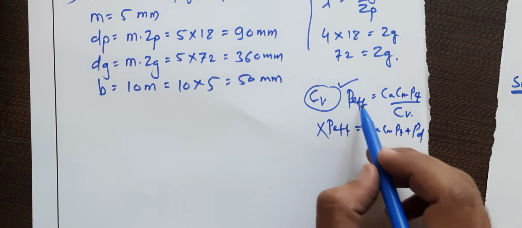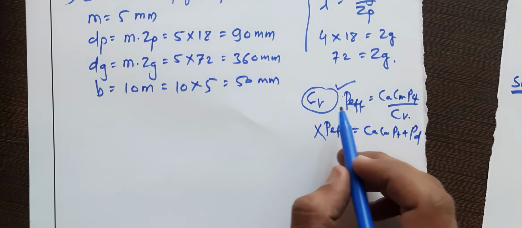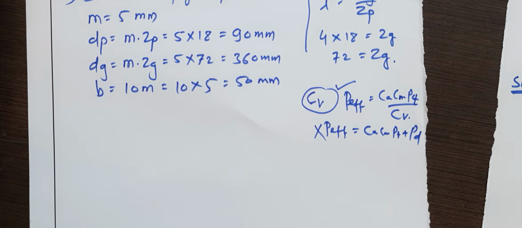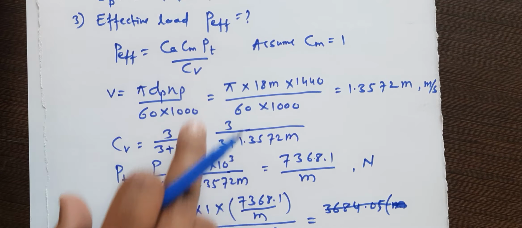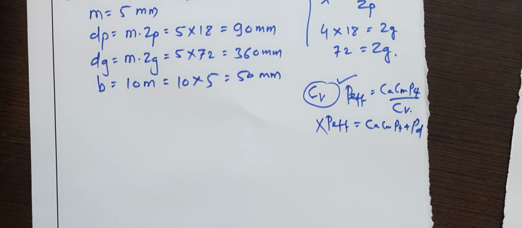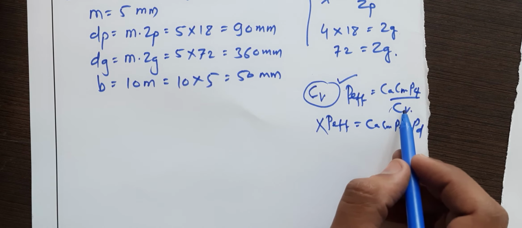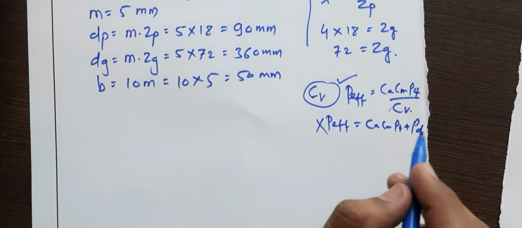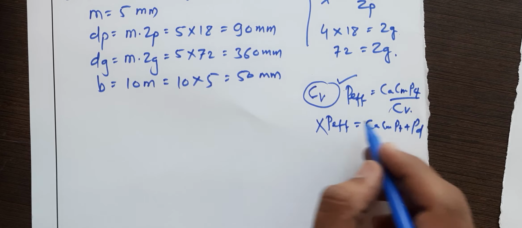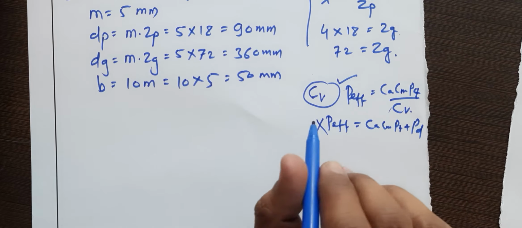By considering the velocity factor, we have already designed the gear pair, because here we calculated P effective by this formula only, CA CM PT by CV. So your design will definitely be safe based on the velocity factor. Buckingham's equation might show it fails, but it is not mentioned in the numerical, so you don't need to calculate this PD. Only the velocity factor you have to consider, and right now our design is definitely safe.